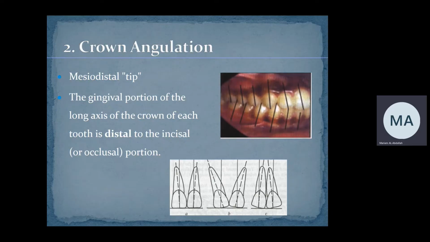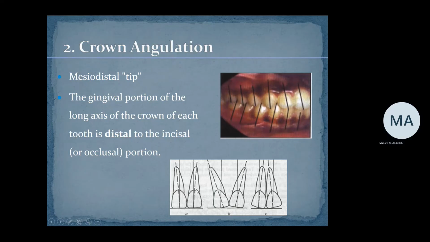In orthodontics, when we say angulation, it means the mesiodistal tip. The mesiodistal tip is the angulation. Normally, the tooth should not be upright. The tooth should have a very mild mesial tip, which means that the distal portion of the gingival part of the crown along the long axis should be positioned distal in relation to the incisal portion along the long axis.